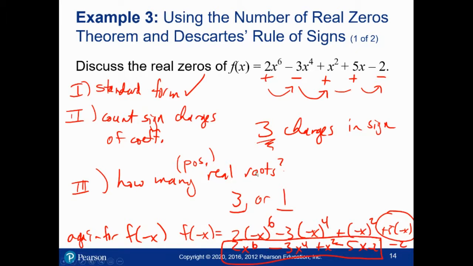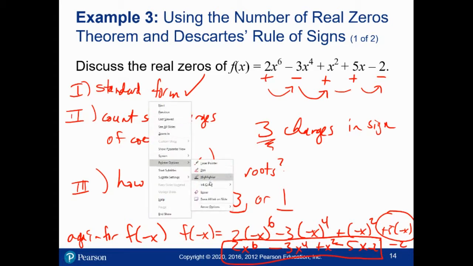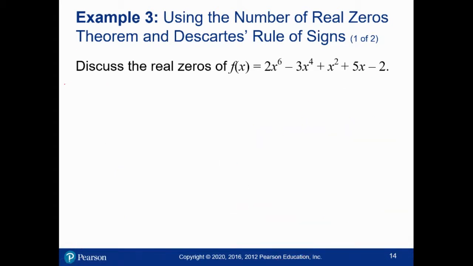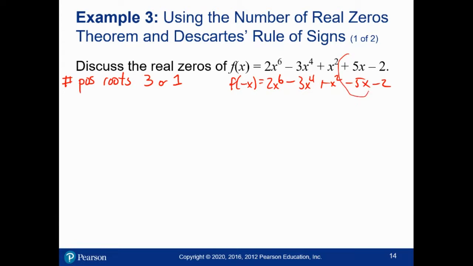Okay, so I'm going to clear everything off in order to keep discussing this. So in summary so far, our number of positive roots was either 3 or 1. We then computed f of minus x, and we got 2x to the 6th minus 3x to the 4th plus x squared minus 5x minus 2. And honestly, all I'm really doing is not changing the sign of the coefficient for even powers, but I am changing it for the odd powers. And now we do the same argument.